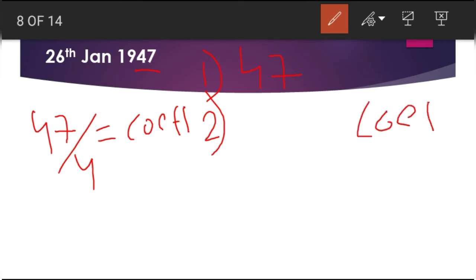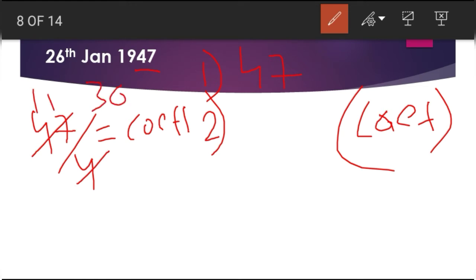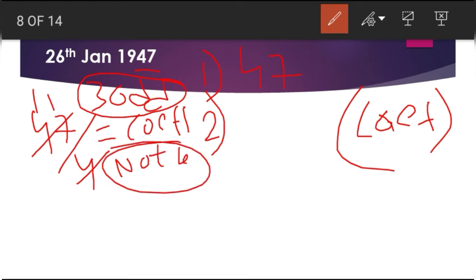Otherwise, for every process we use only the remainder, but here we take the coefficients. 47 divided by 4: the coefficient is 11, since 4 elevens are 44, and 3 odd days. Remember, if there are any odd days, then it is not a leap year. Remember this, not a leap year.